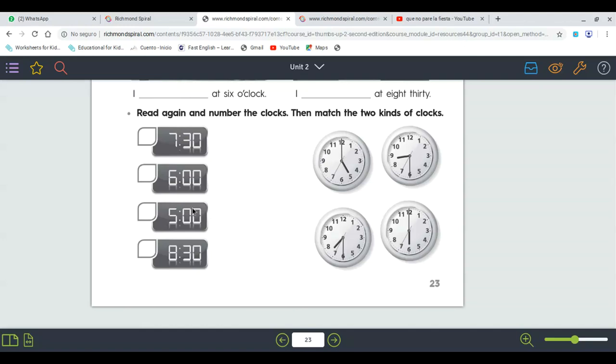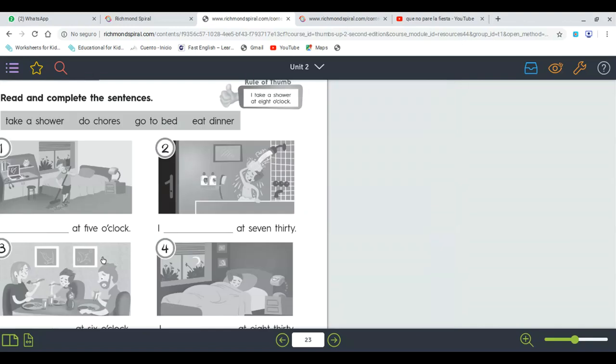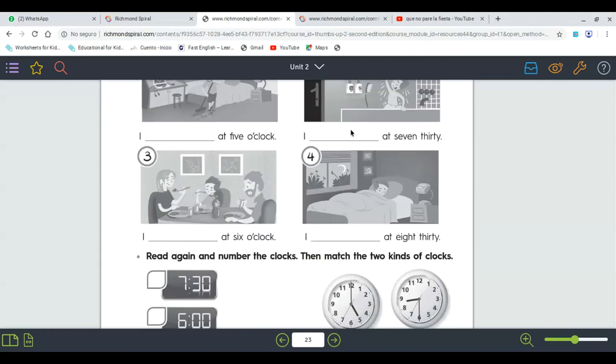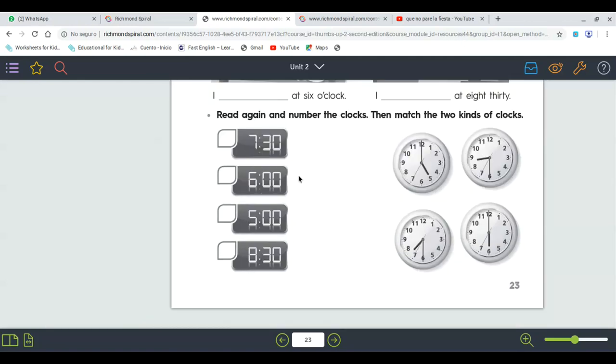What are we gonna do? We are gonna match. Lo vamos a unir con una línea. Aquí va a ir el número 1 porque esa es la primera acción que realiza el chico. Well, and the second, let me see. I take a shower at 7:30. Take a shower. I will write here, take a shower at 7:30. It's the number 2. What are we gonna do? I will go to the digital hour, 7:30, number 2. And the other clock, I will find here, 7:30, I will match.